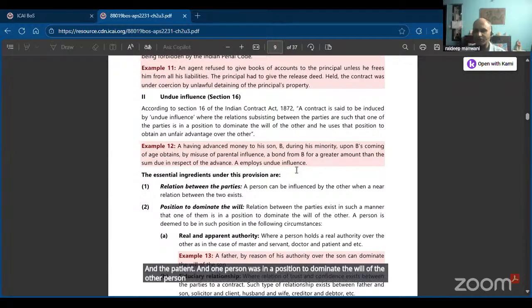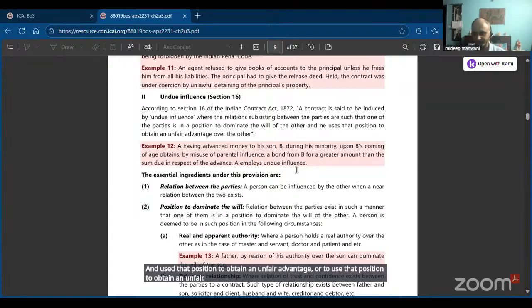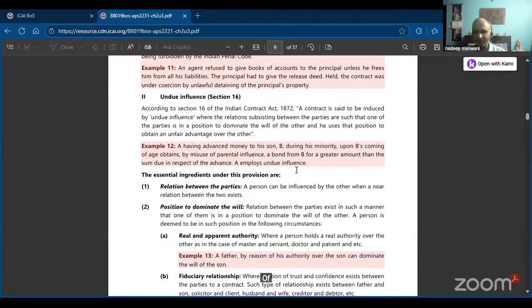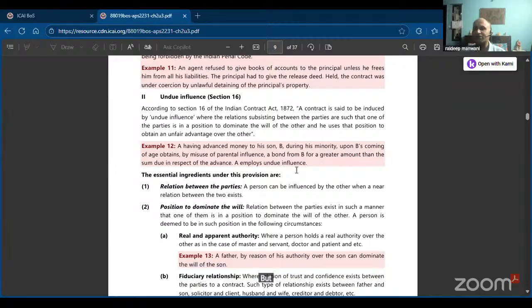That is, the doctor was able to dominate the will of the other person, and he used that position to obtain an unfair advantage of 35 lakhs. Now, he's not putting a knife, he's not doing any act prohibited by the Indian Penal Code. He's just telling, I'll stop treatment. But it is a case of undue influence.